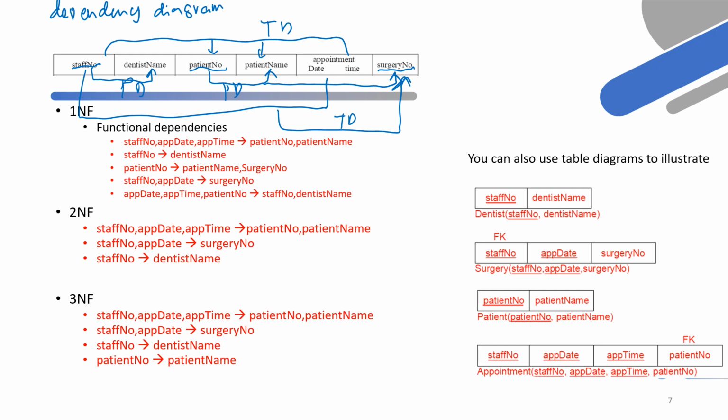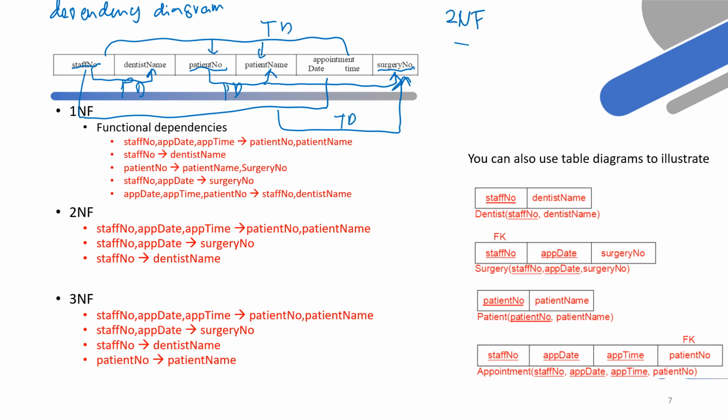From the single table, you are looking at the dependency diagram. Now we split the table, so we have the new table with staff number, defining the dentist name, staff number, appointment date, defining the surgery number, and staff number, appointment date, and also appointment time, defining the patient number and patient name.